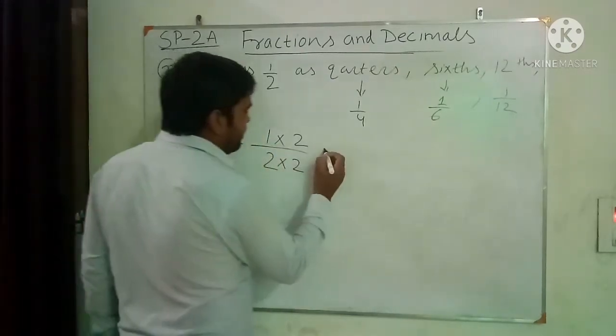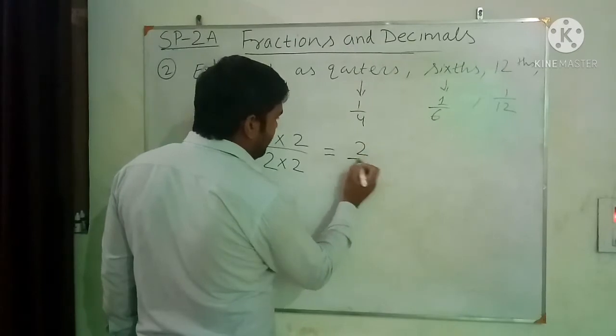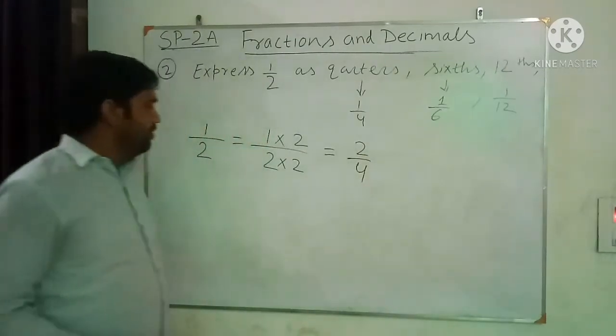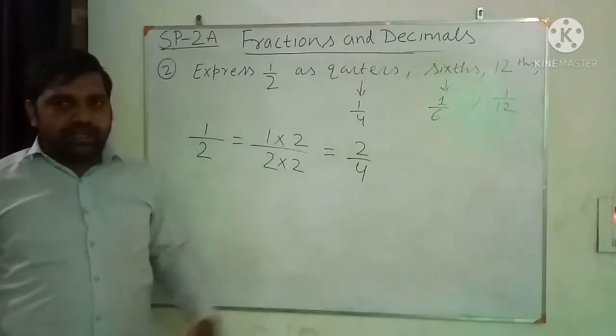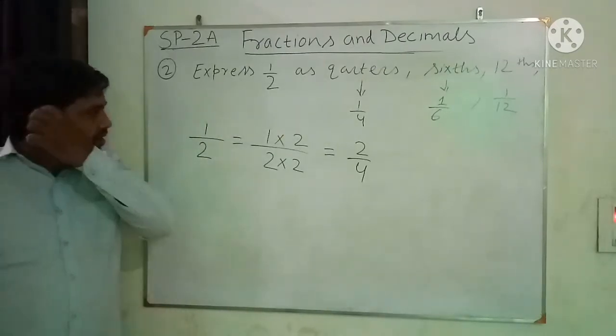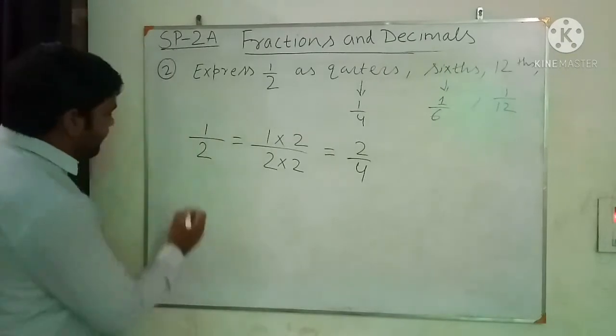So the equivalent fraction of 1 by 2 will be what? 1 2s are 2 and 2 2s are 4. 2 by 4. So we have expressed 1 by 2 as quarters. That is 2 by 4.